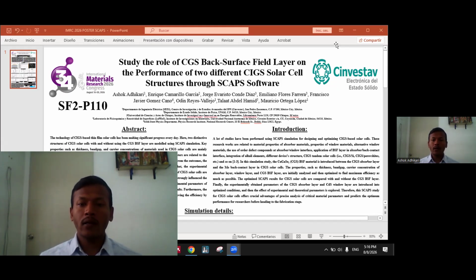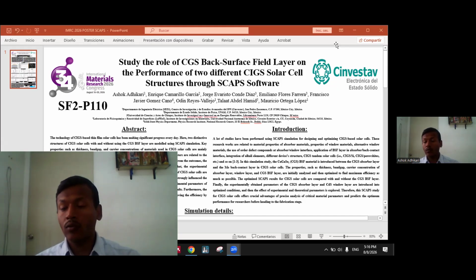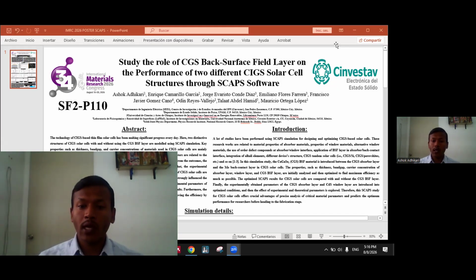In the introduction part, a lot of studies have been performed using SCAPS simulation for designing and optimizing solar cells, especially CIGS-based solar cells. These research works are related to material properties of absorber materials, properties of window materials, alternative window materials, the use of ordered defect compounds at the absorber-window interface, application of a BSF layer at the absorber-back contact interface, integration of ultra-thin absorbers, and different device structures, like CIGS with silicon, CIGS with perovskites, etc.